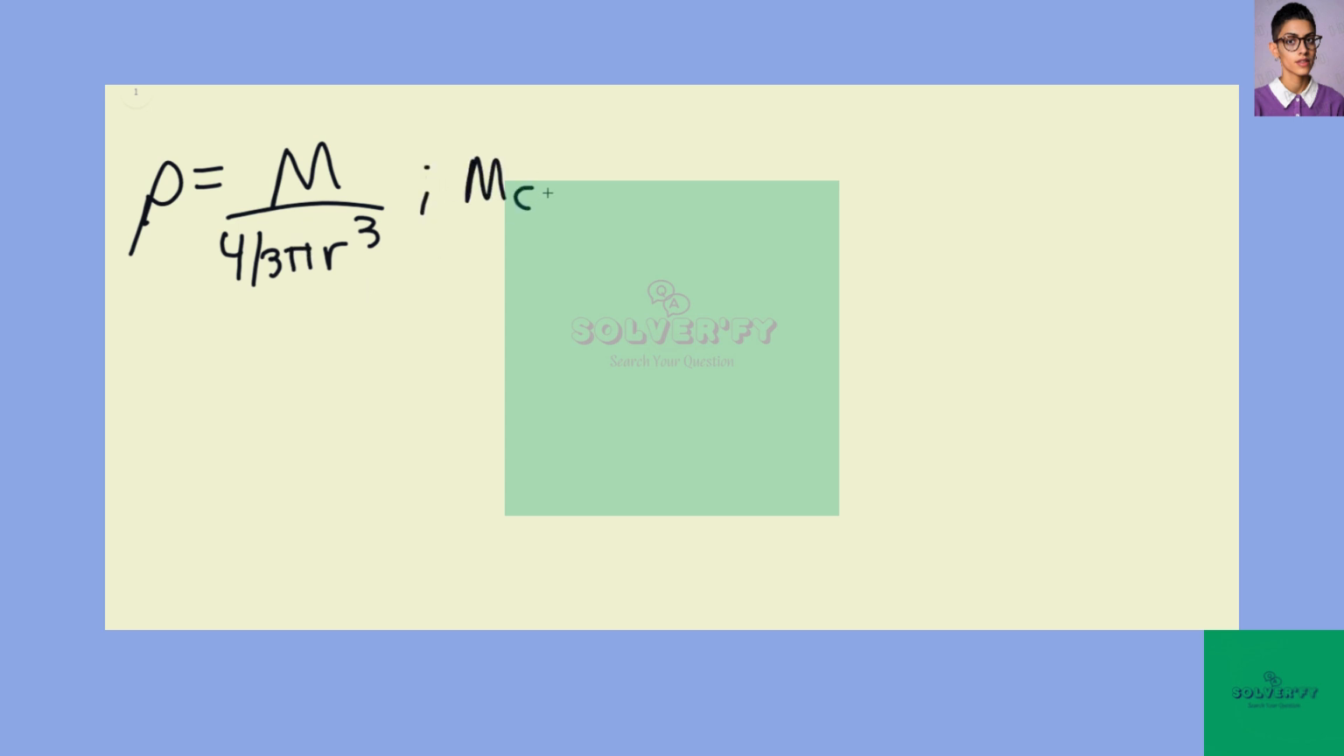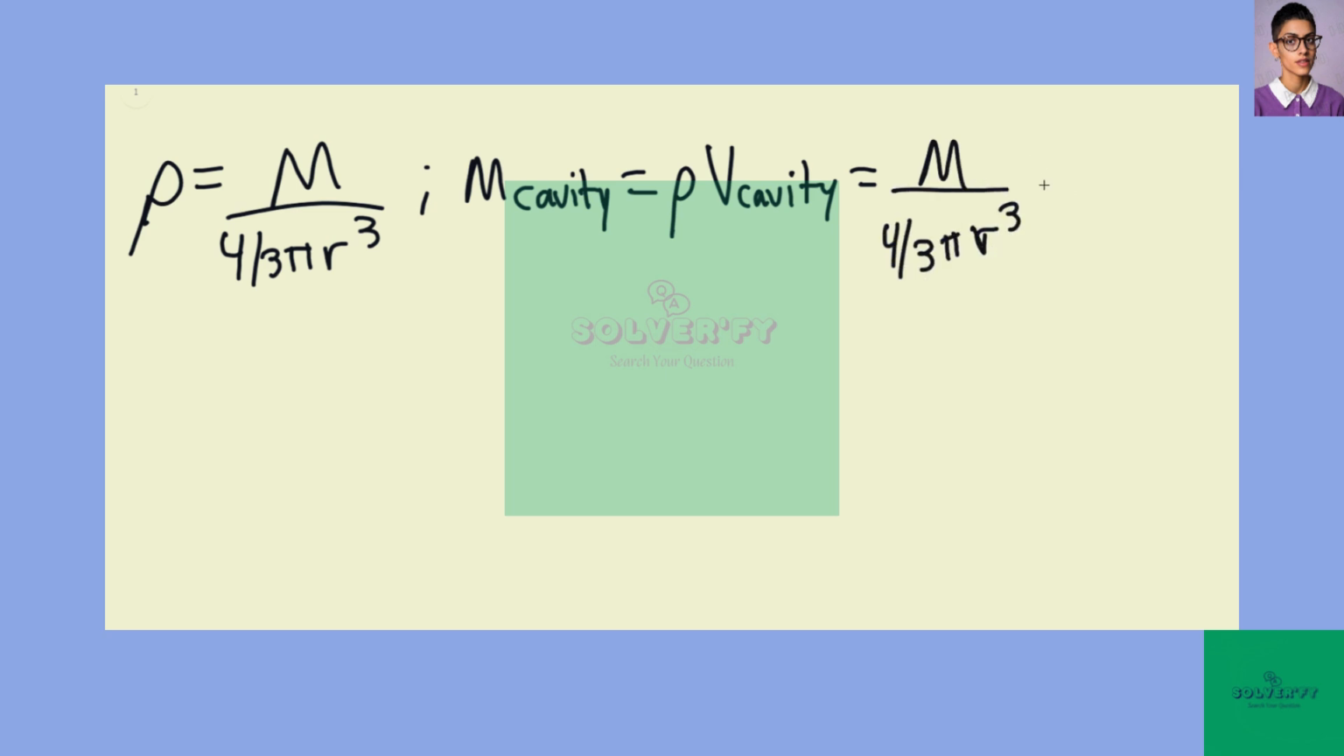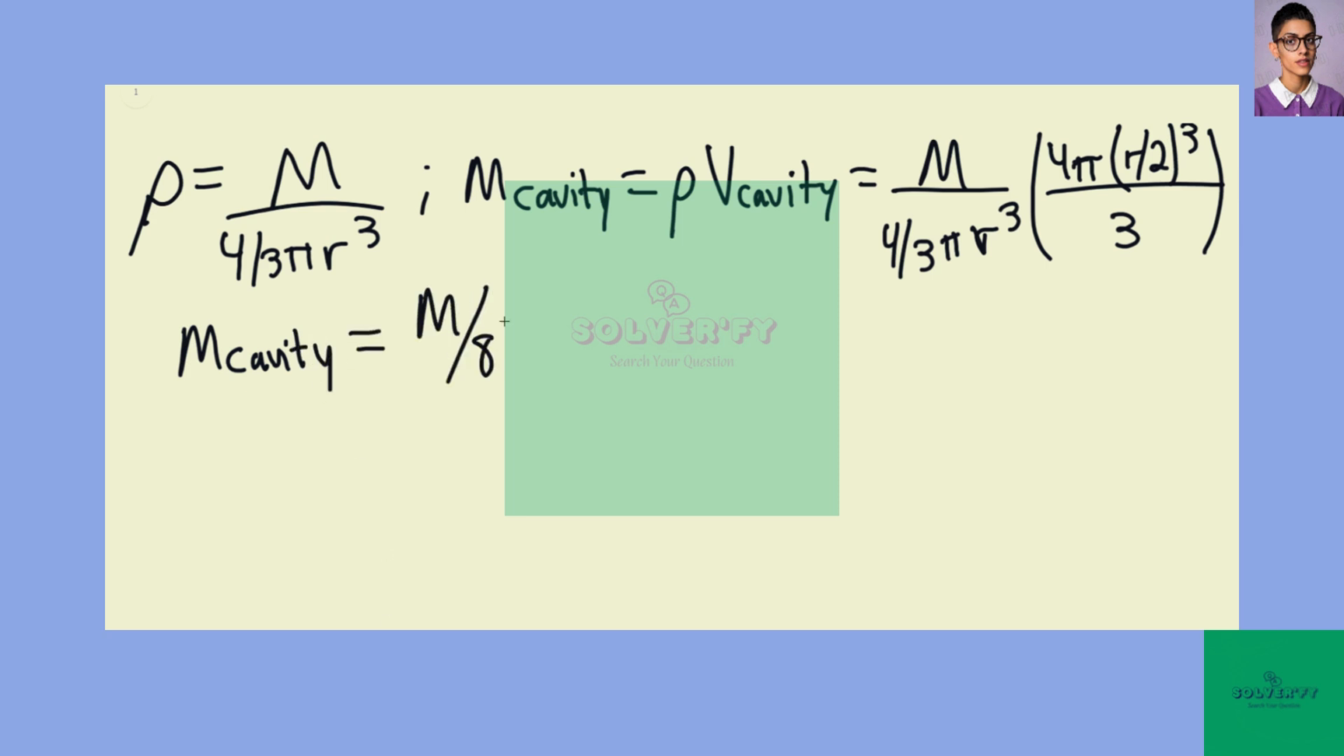So we know that the mass of the cavity is simply going to be the density times the volume of the cavity. And this will be equal to the mass divided by 4/3 pi r cubed, and then again times 4 pi r over 2 cubed divided by 3. And we find that the mass of the cavity will be equal to the total mass divided by 8.